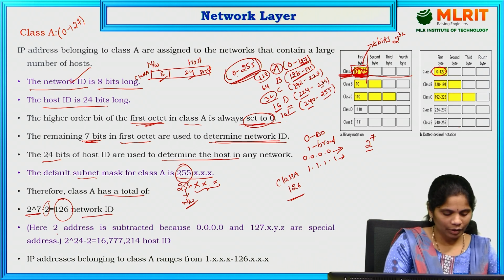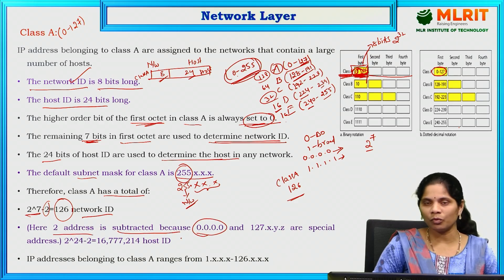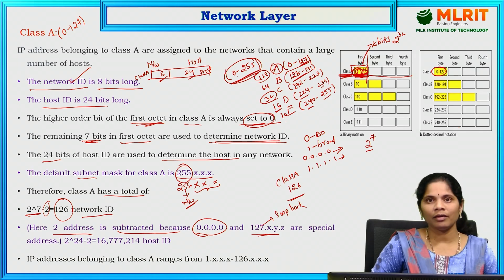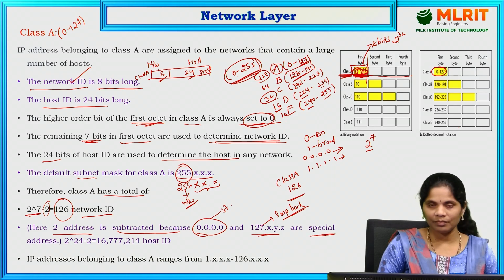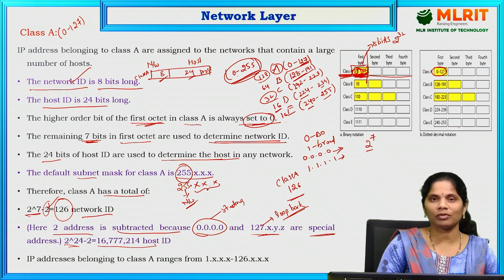So here two addresses are subtracted. That is 0.0, which is for booting purpose. 127 is also used for the loopback function, already we discussed in the previous slide. For the loopback function we are using 127. These are the two special addresses. This is the starting of the system. That's why we are eliminating these two. That is nothing but 2 only here. So here total host addresses are 2 power 24 minus 2. This is the host ID.